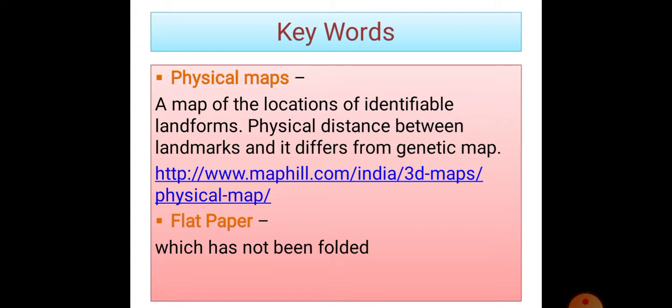Now let's go through some quick keywords. Let's have some information about the difficult words that we come across in the lesson. Physical map. A physical map shows us the location. We identify the different landforms which we have. There's a distance between landmarks, and it also differs from a genetic map. A genetic map is nothing but a biological map. Yeah, it refers to science. So a physical map shows the resources or the landscape available on earth in that particular place.